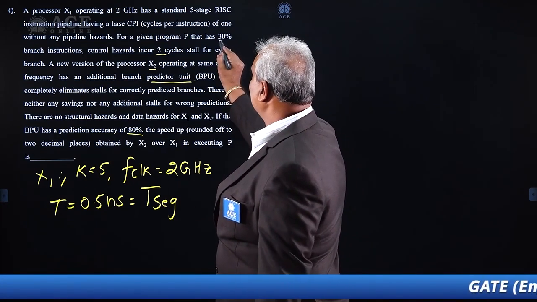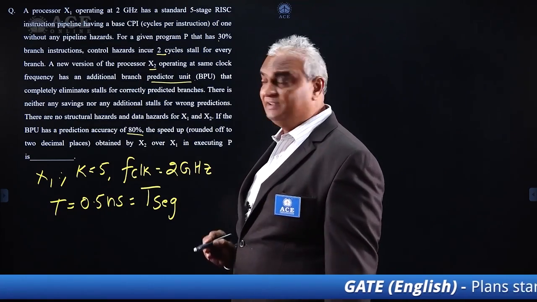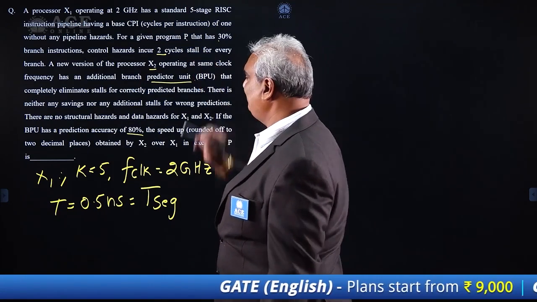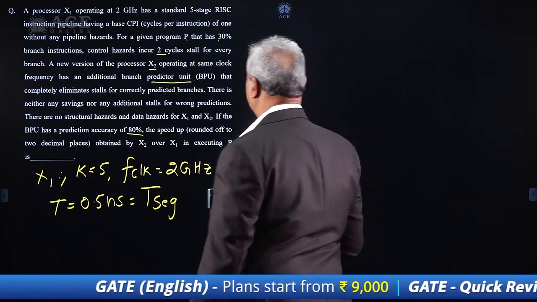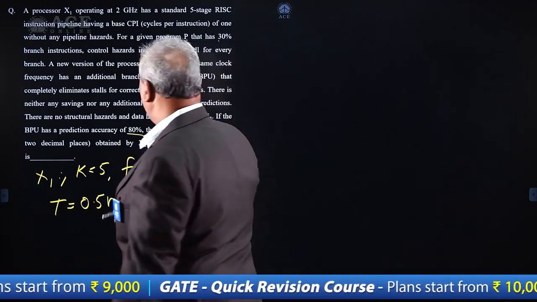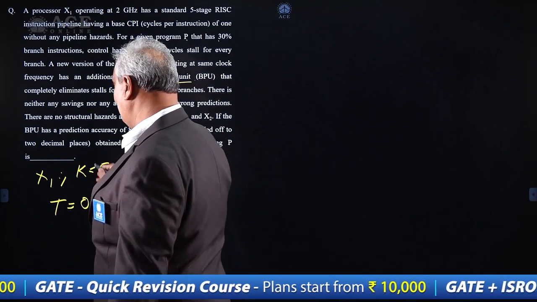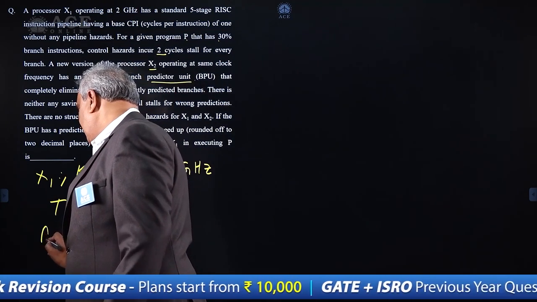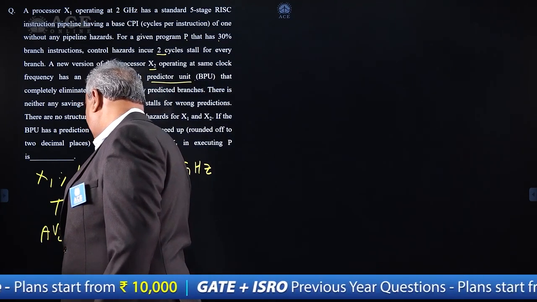How many branch instructions are there? 30%. How many number of instructions? P. Now in this, first of all, for X1, what about average instruction time? Average instruction time.